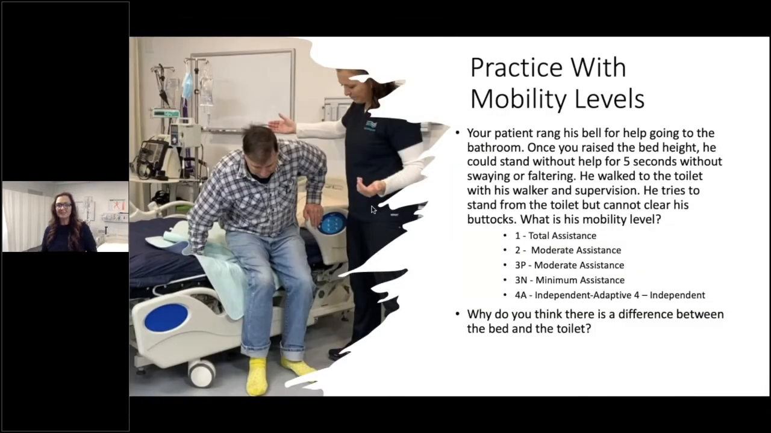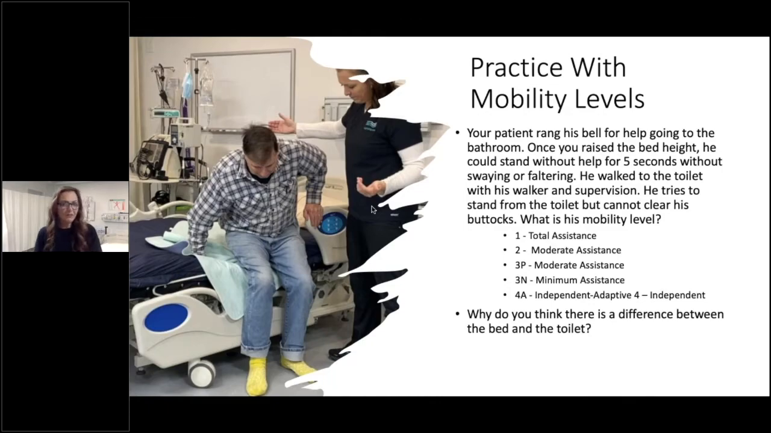Your patient rang his bell to help getting up to the bathroom. Once you raised the bed height, he could stand without help for 5 seconds without swaying or faltering. He walked to the toilet with his walker and supervision. He tries to stand from the toilet but cannot clear his buttocks. What is his mobility level?